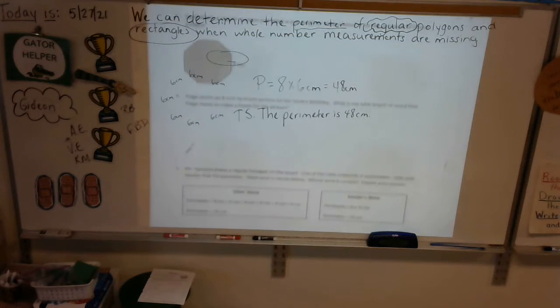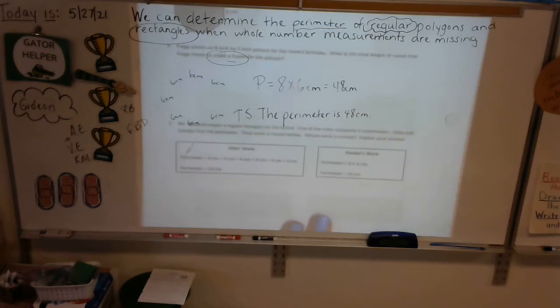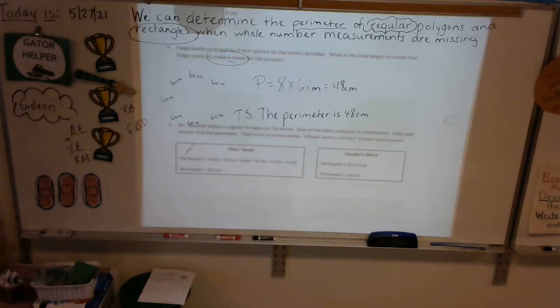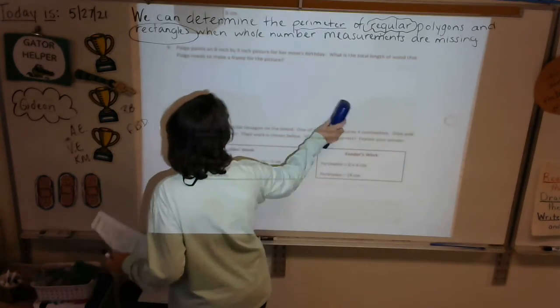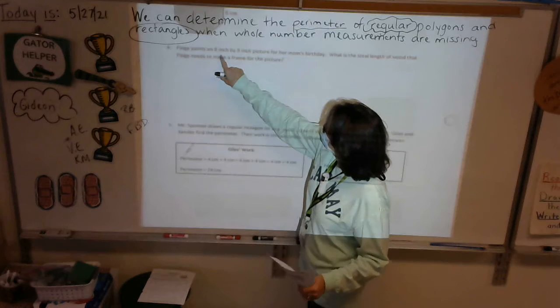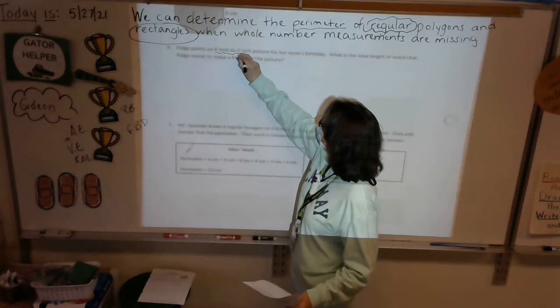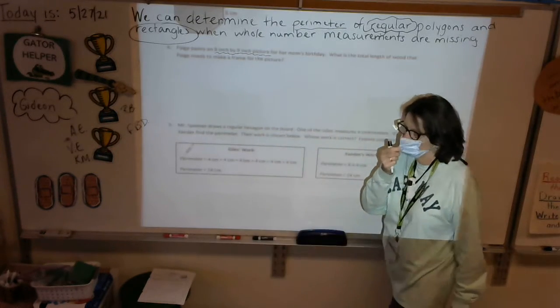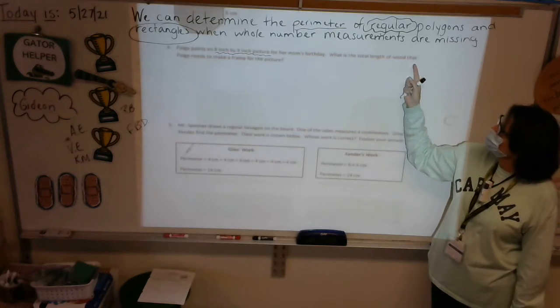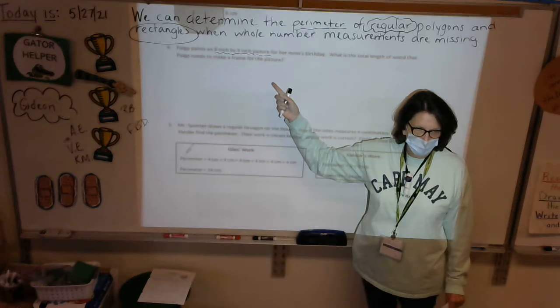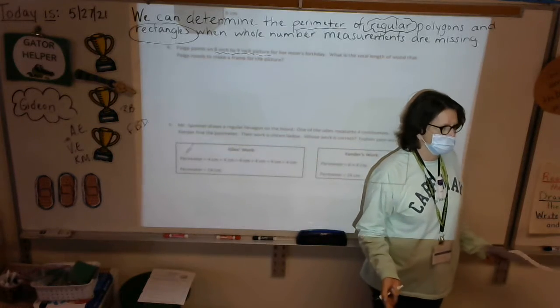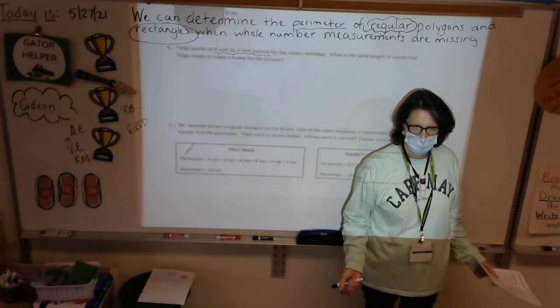Okay, the next one, they did not give us our picture. We're going to have to do our own. So go ahead and read it and see if you can draw a picture for this. It says, Paige paints an 8-inch by 9-inch picture for her mom's birthday. What is the total length of wood that Paige needs to make a frame for the picture? Well, how could we draw that?